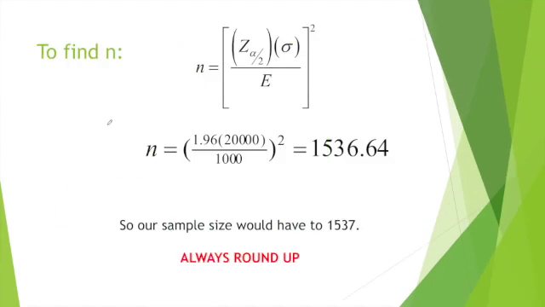So I would take 1.96, which is the critical value for a 95% confidence interval, times our standard deviation, which we said was 20,000. I want to be within $1,000, so this becomes my error bound, and I square it. That gives me 1,536.64. So we would need to round up to 1,537. So in order to have a sample with an error bound of $1,000, I would need to survey 1,537 statistics professors. That's a lot of statistics professors.